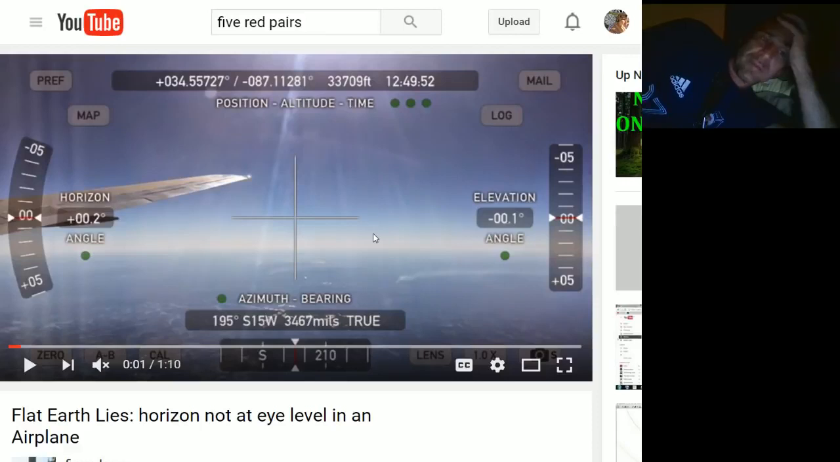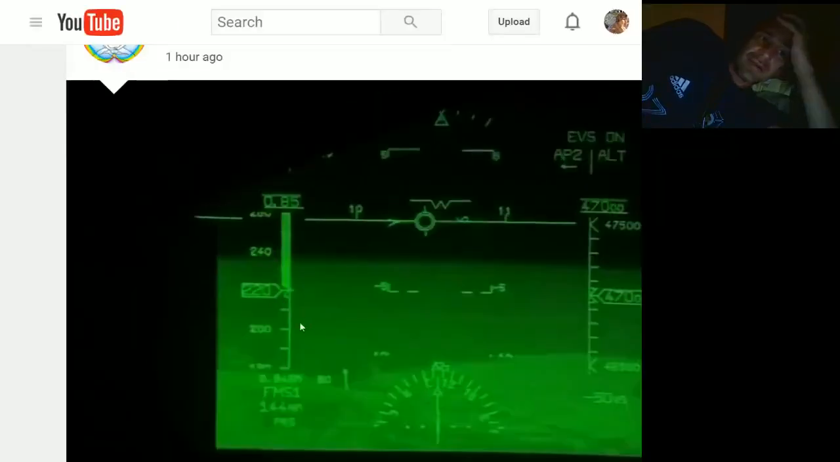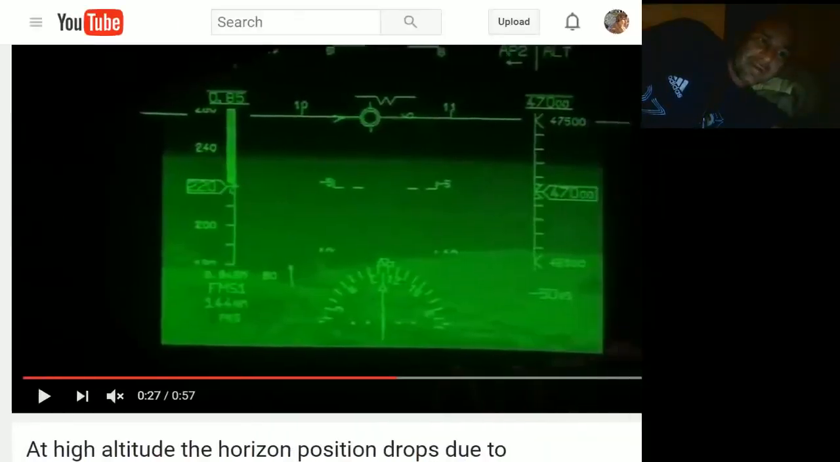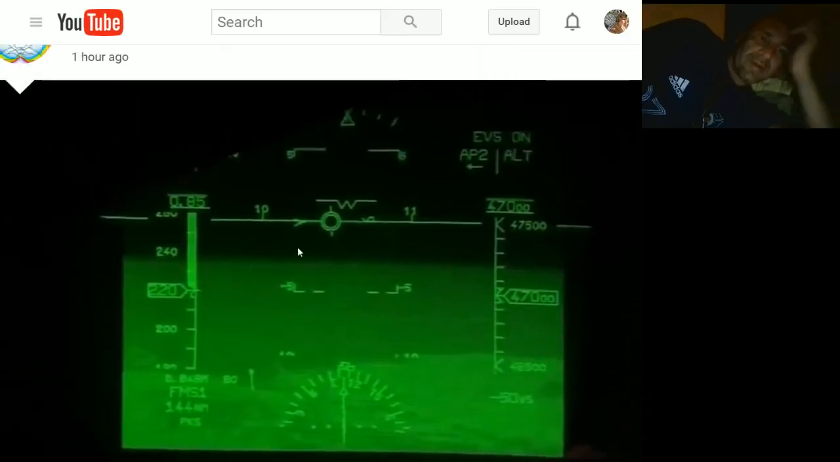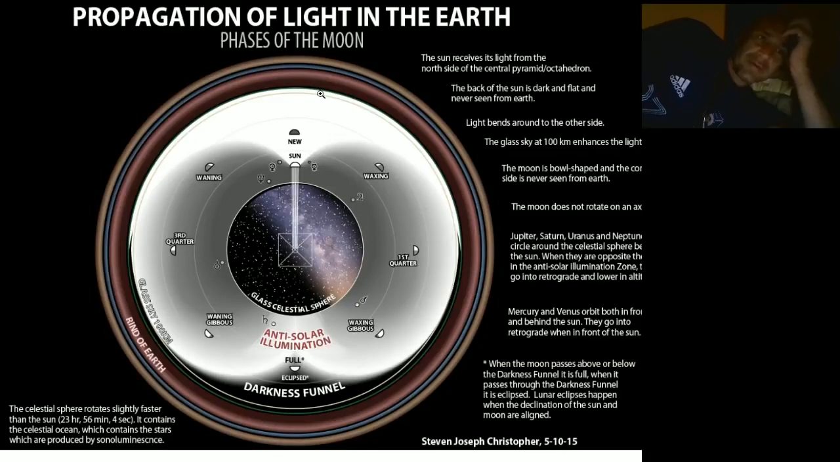It has to do with the bending of the light and the angle of the trajectory of the light at that higher altitude. Here's another video from a pilot who's showing the horizon is actually lower. And so here's my diagram of the propagation of the light within the concave cellular Earth, emanating from the pyramid, extending to the sun, and then it's emanating on a curve like that and wrapping around and converging on the other side. So we have curvature here, okay?